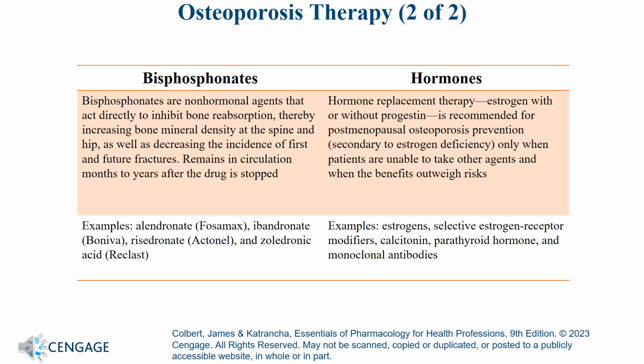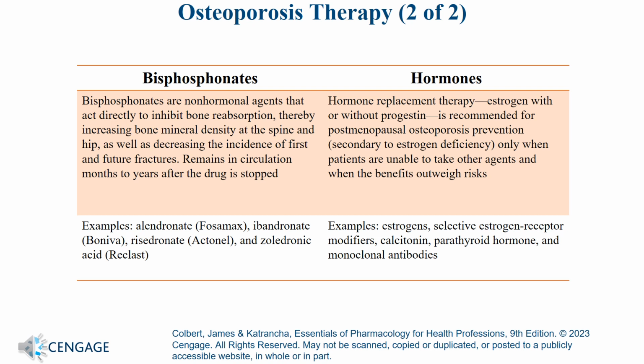Hormones, shortened to hormone replacement therapy, which is your estrogen with or without progestin, is recommended for patients who have postmenopausal osteoporosis prevention. It is secondary to estrogen deficiency, only when patients are unable to take other agents and when the benefits outweigh the risk. Some examples of that are your estrogens, selective estrogen receptor modifiers, calcitonin, parathyroid hormone, and monoclonal antibodies.